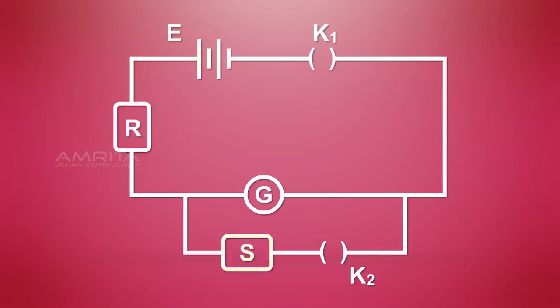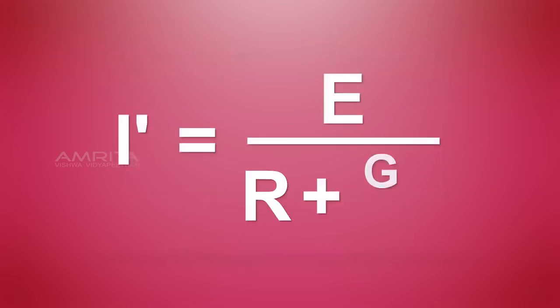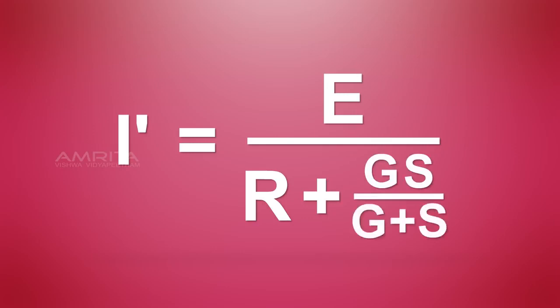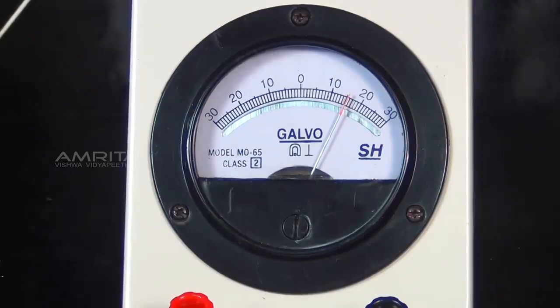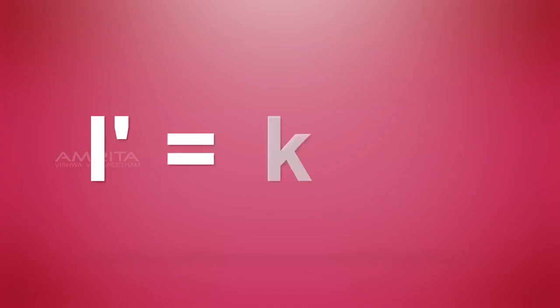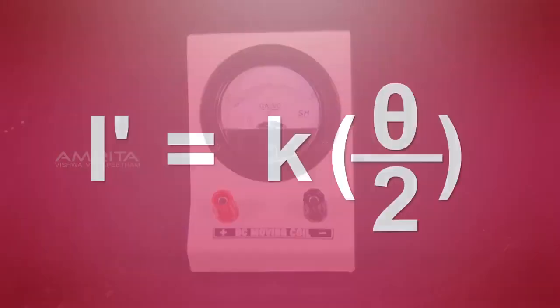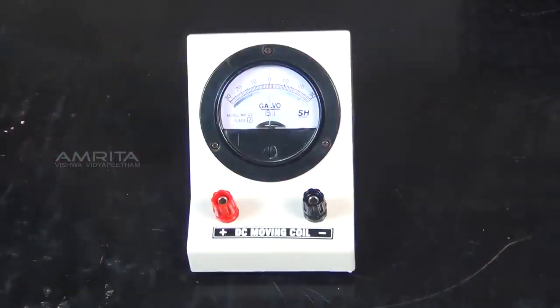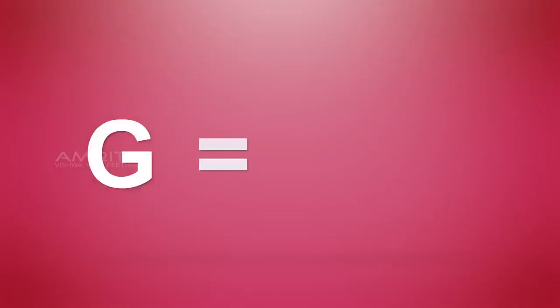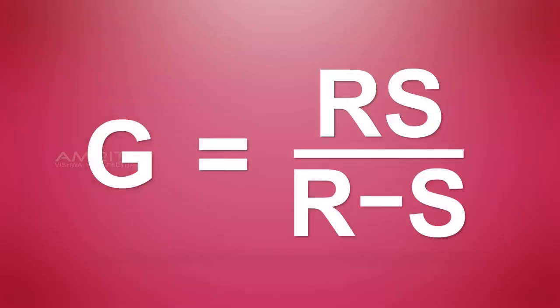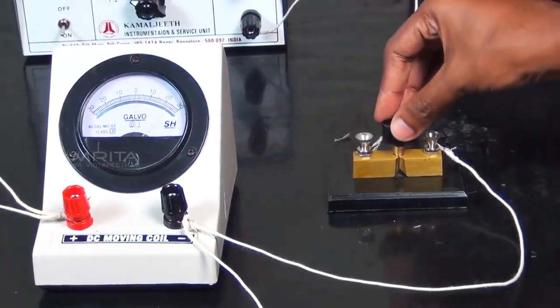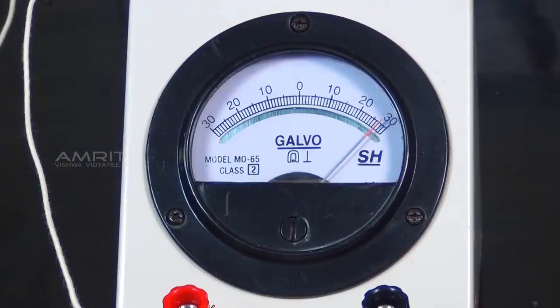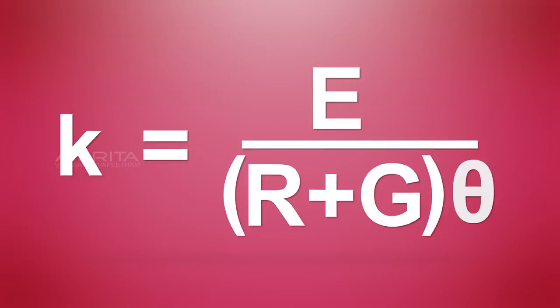When a shunt resistance S is introduced parallel to the galvanometer, the current flowing through the circuit is I prime, equal to E divided by R plus GS by G plus S. If S is adjusted so as to reduce the galvanometer deflection to half, I prime is equal to K into theta by 2. Then the resistance of the galvanometer can be calculated by using the relation G is equal to Rs divided by R minus S. When current I produces a deflection theta in the galvanometer, then its figure of merit is calculated as K is equal to E divided by R plus G into theta.